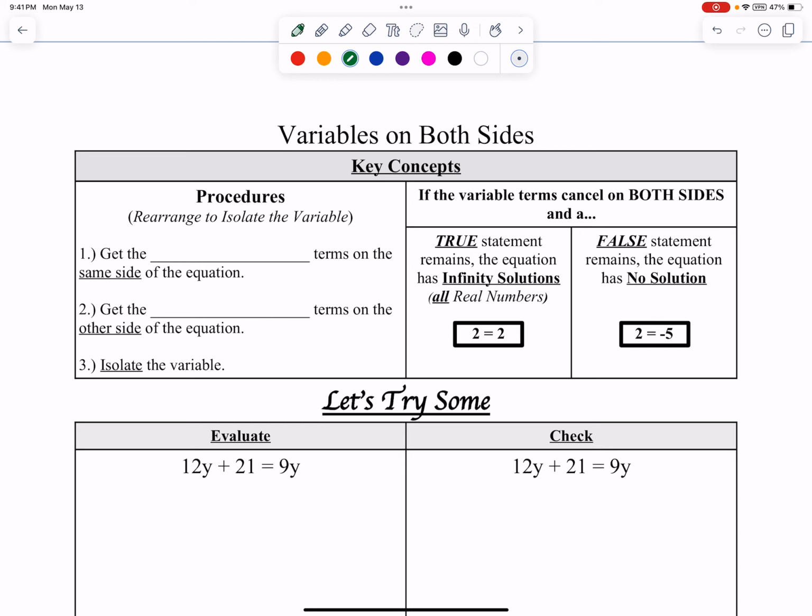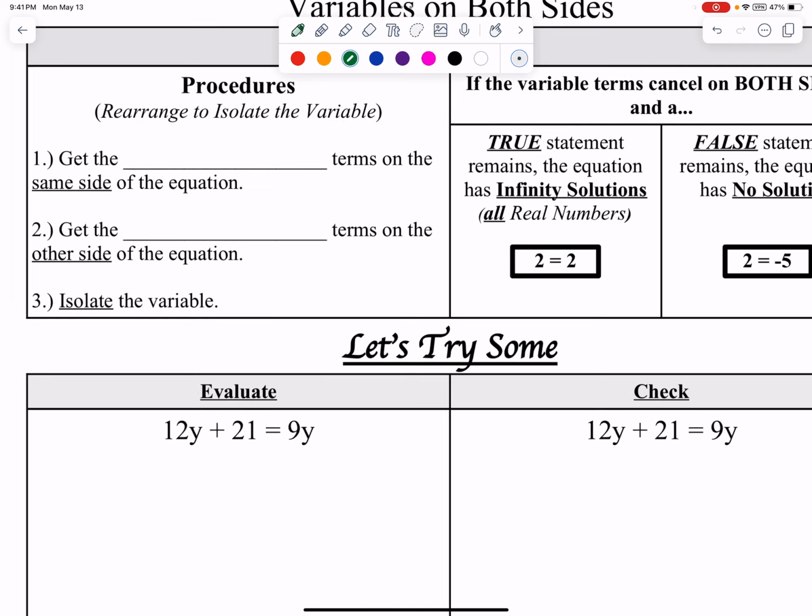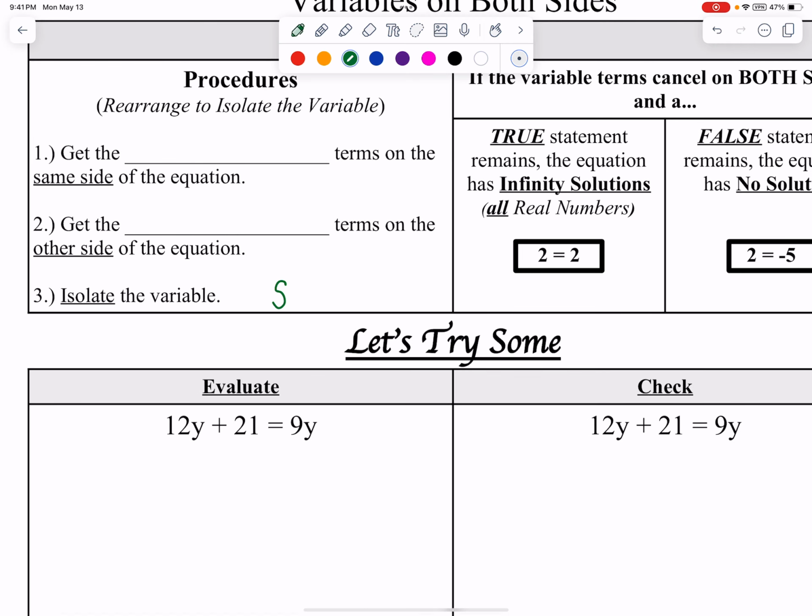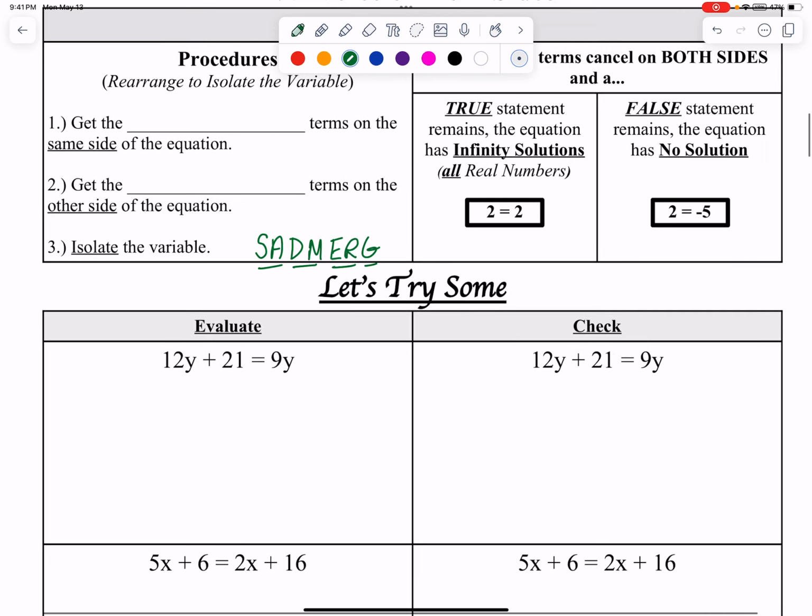Okay, let's take a look at your first section here. I don't think we really need to review the procedures for solving an equation with variables. We know that we're going to use opposite order of operations, or SAD-MERG. That's just saying that we do any addition, subtraction, then multiplication, division, exponents and roots, and that grouping is locked up at the end there. So we'll go through that.